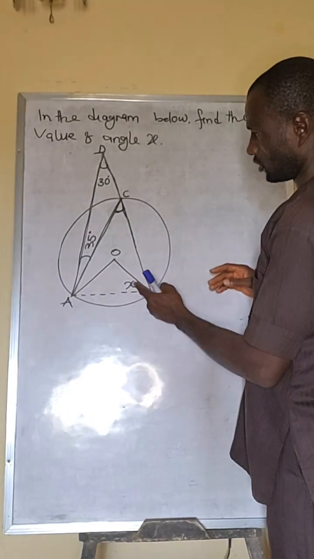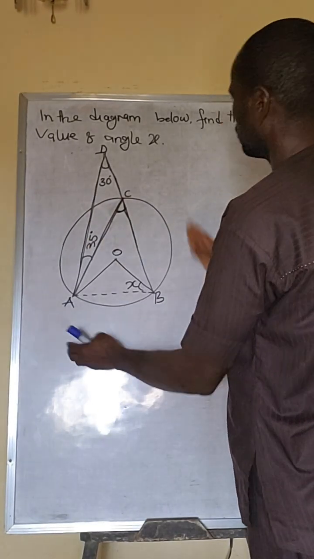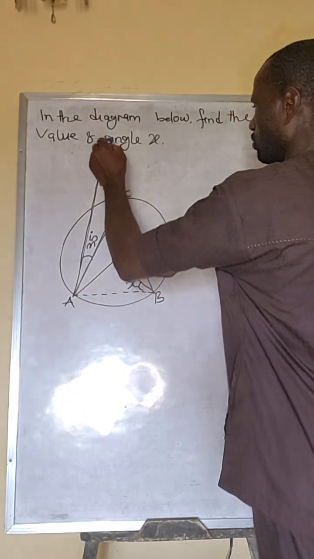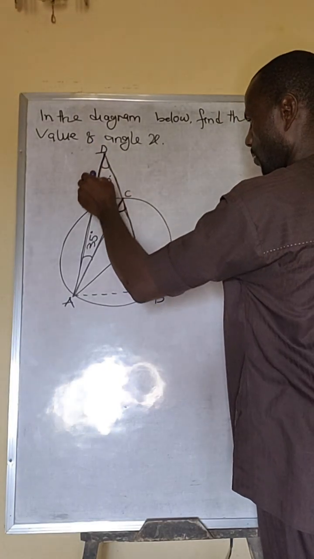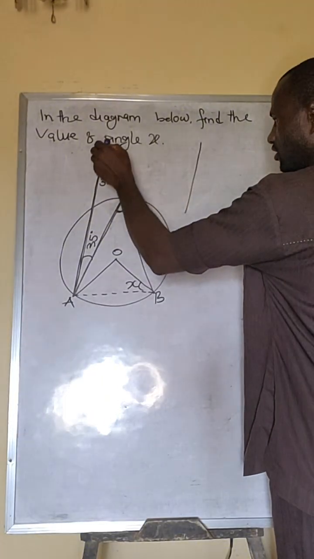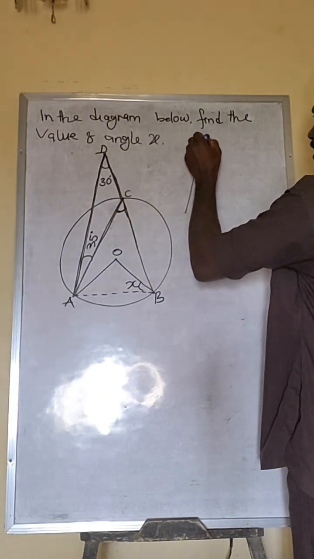Let's find the value of x from this diagram. What the question is asking us is to find the value of this x. Now, look at this line. Let me bring it out.